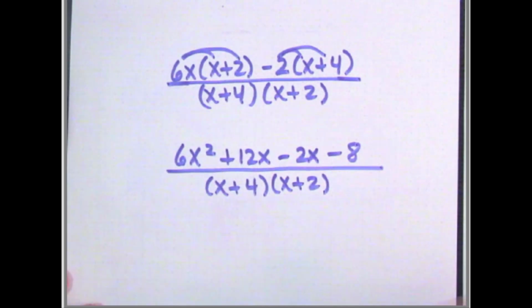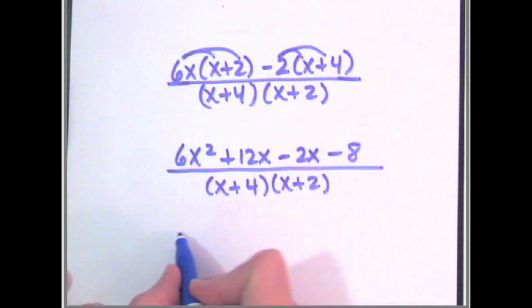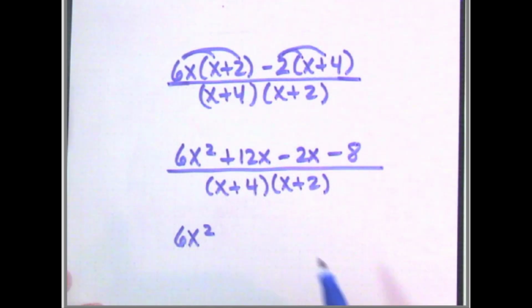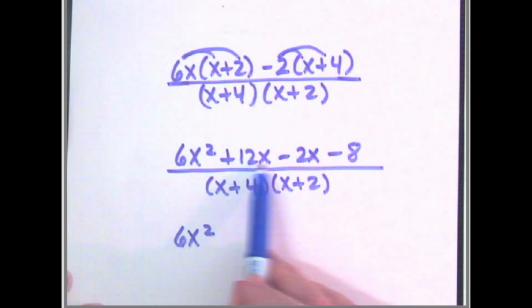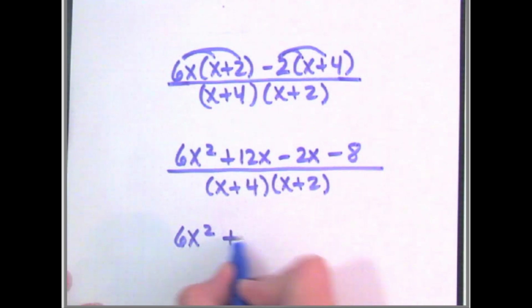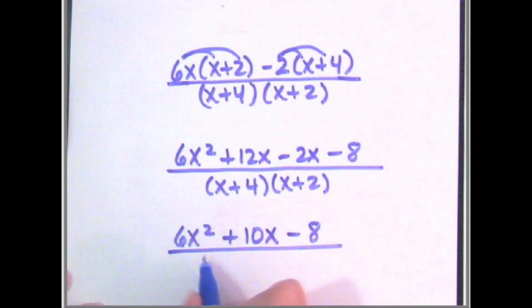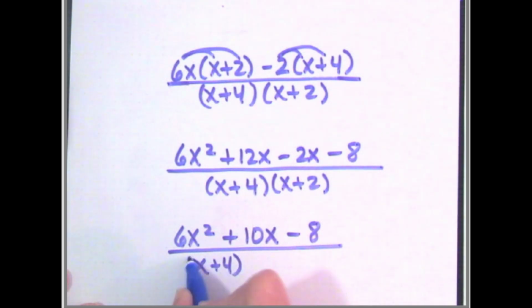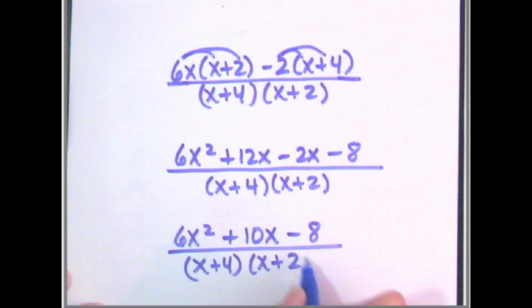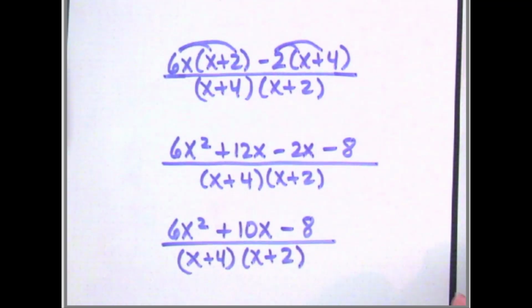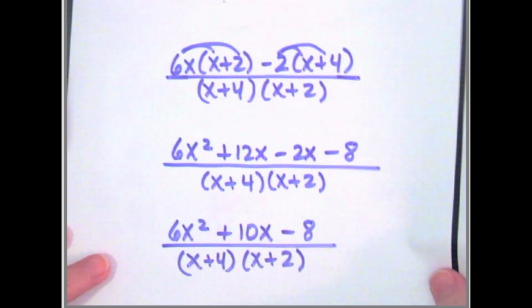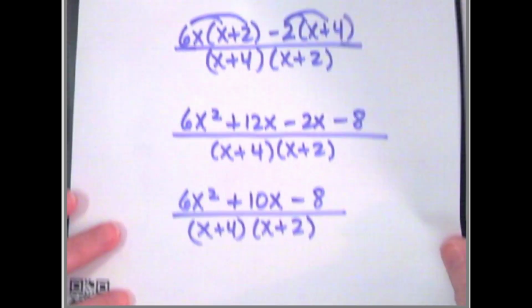Next, we'll simplify the numerator. I don't see another squared term, so that's just 6x squared. And then I have 12x minus 2x. That's going to be 10x, and then minus 8. Okay, and in this step, you might want to make sure that there aren't any common binomials that we could cancel. So let's go ahead and take a 2 out of the numerator.